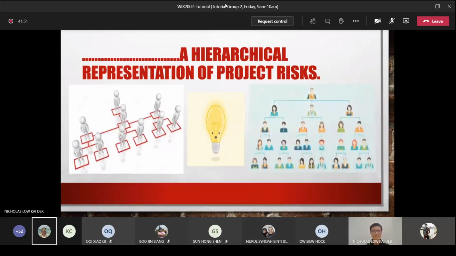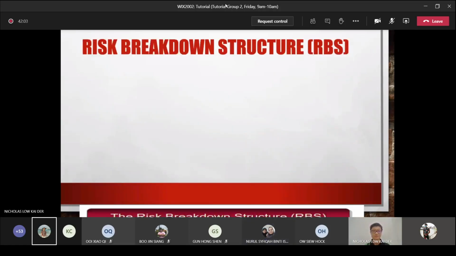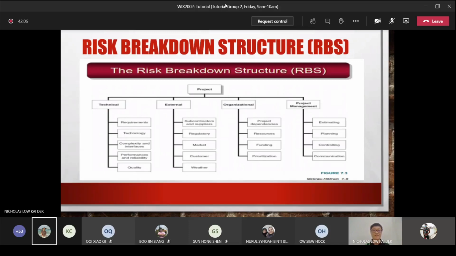The question states, what is a hierarchical representation of project risk? From what we know, a hierarchy is a tree diagram made out of roots and nodes. Therefore, the risk breakdown structure, RBS, matches this description as it is a hierarchical framework representing risk, starting from higher level and going down to a final level of risk. Risks are anything unplanned or unforeseen that can have a negative impact on the project, cost, timing, and quality. Therefore, the RBS is one of the most important tools to manage risk for a particular project.